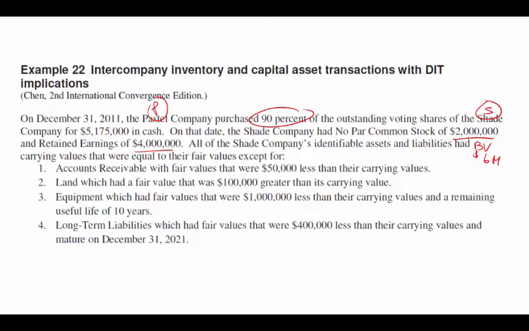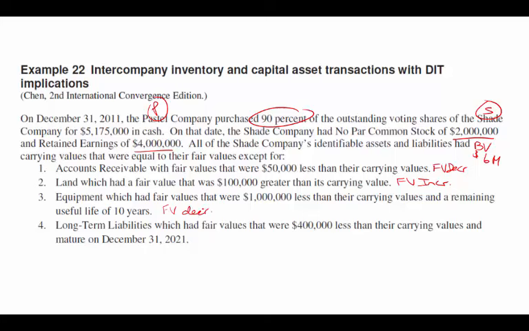All of the Shade Company's identifiable assets and liabilities had carrying values equal to their fair values except for accounts receivable with fair values $50,000 less than their carrying values. So that is a fair value decrement. Land, which had a fair value $100,000 greater than its carrying value. That will give us a fair value increment. Equipment with a fair value $1 million less than their carrying value and a remaining useful life of 10 years. So another fair value decrement.